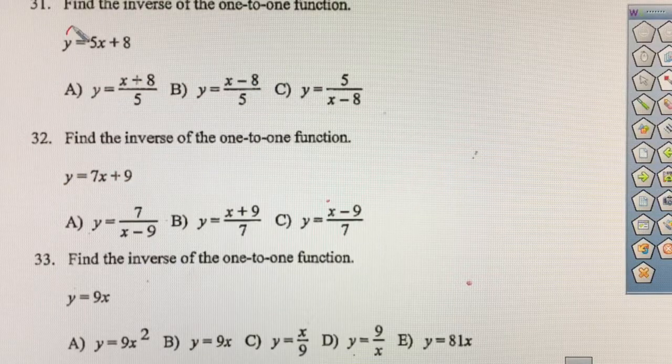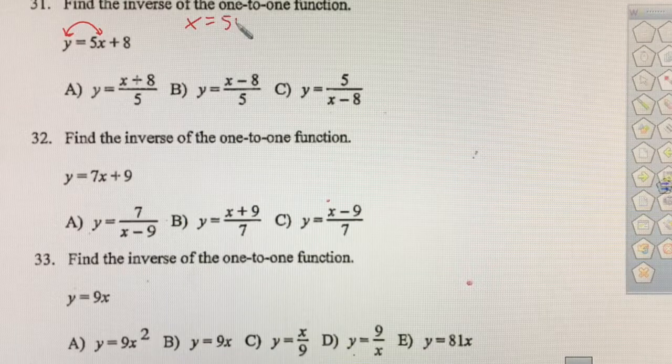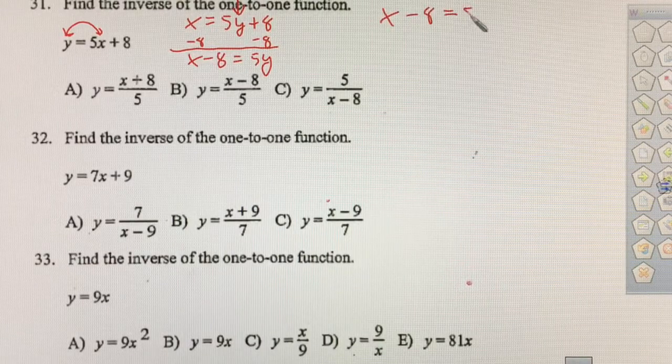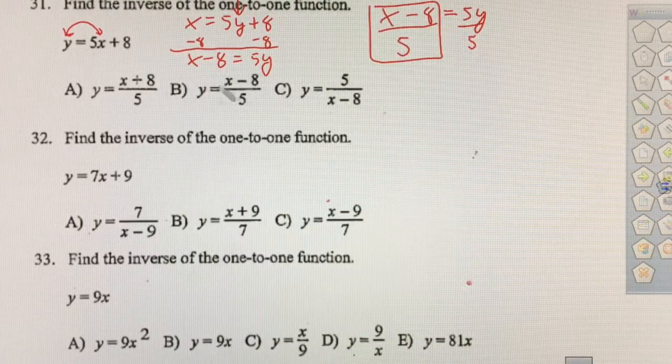Find the inverse. To do the inverse, you flip-flop the x and y. So I'm going to rewrite this as x equals 5y plus 8. And then all you do is solve for the y value. So I'm going to minus 8 from both sides. That's going to give me x minus 8 equals 5y. And then I divide both sides by the value in front of the y, which is 5. So y equals x minus 8 over 5. X minus 8 over 5, choice B.